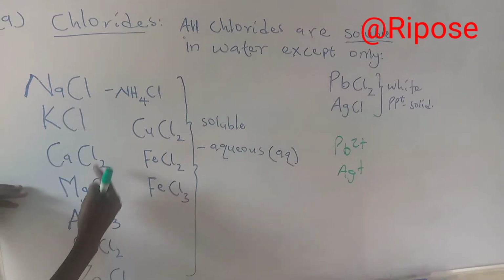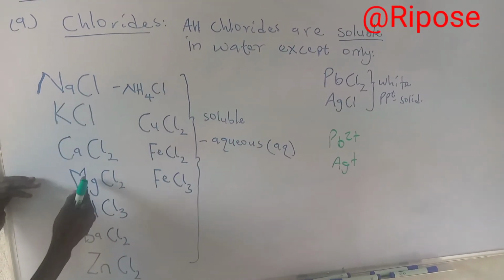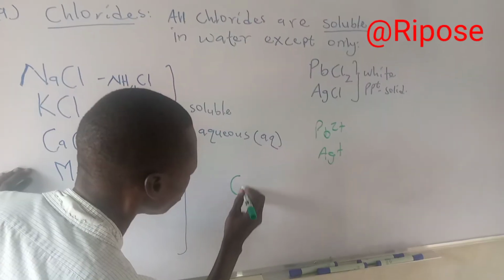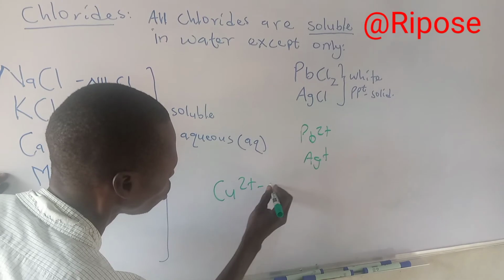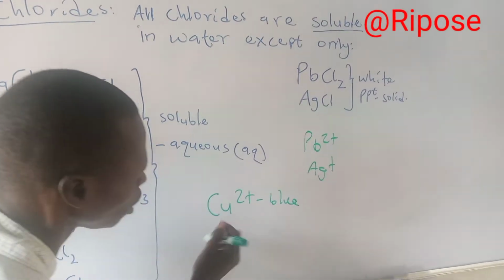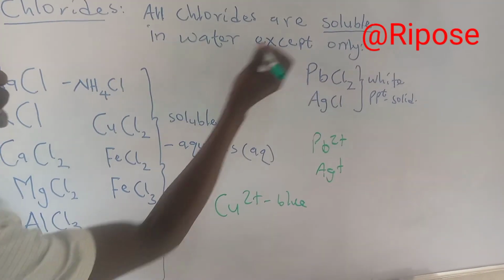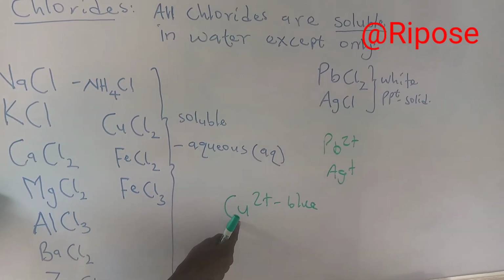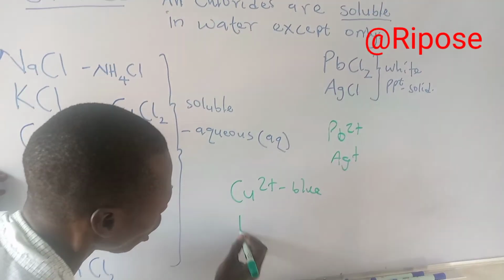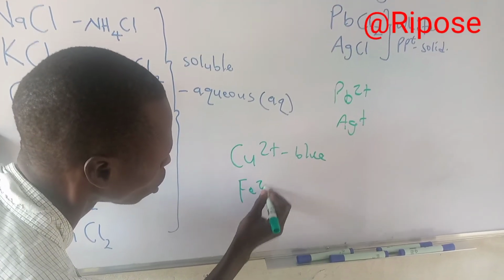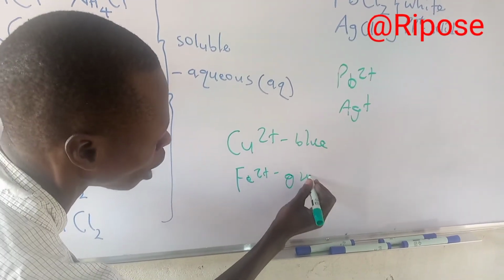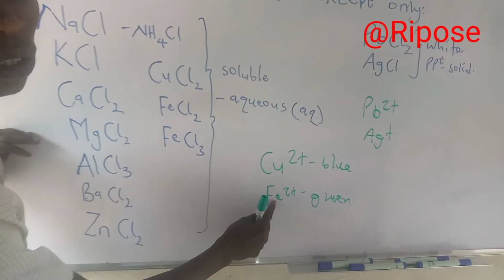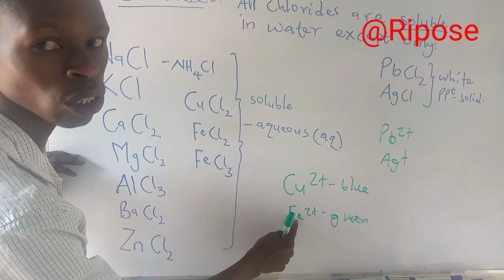So other chlorides that are soluble, those without color, form colorless solutions. But those with color, like copper: we have copper 2, the color is blue. Since all chlorides are soluble, the one for copper dissolves, forming a blue solution. We have also iron 2. Iron 2 is green. Since all chlorides are soluble, iron 2 dissolves, forming a green solution.